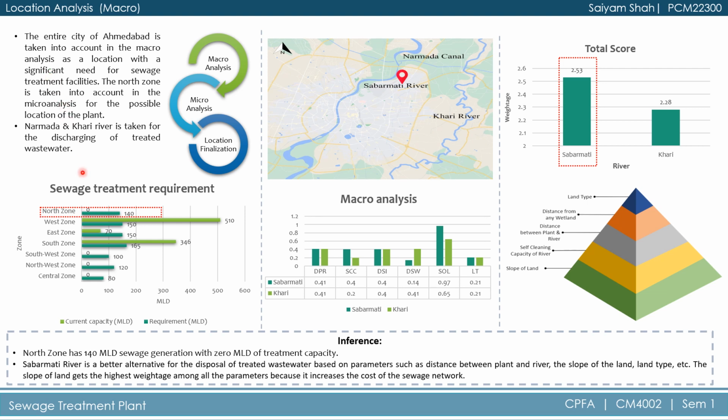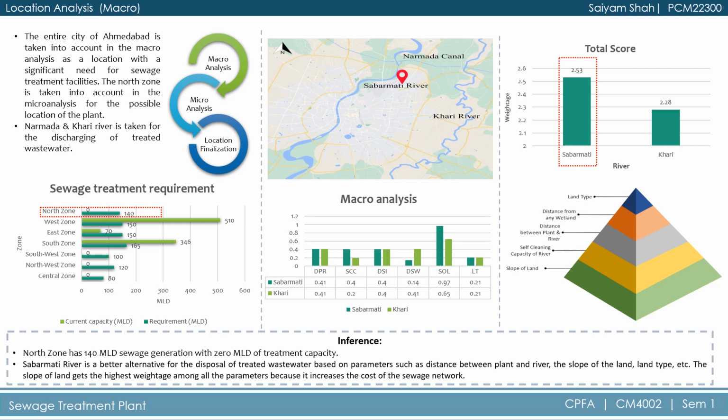The graph shows sewage treatment requirement in 7 different zones in Ahmedabad city. North zone has 140 MLD of sewage generation with 0 MLD of sewage treatment capacity in that particular region. Parameters considered for the macro analysis are land type, slope of land, self-cleansing capacity, distance between plant and river, distance from any wetland, and distance from any industrial estate from that particular plant.